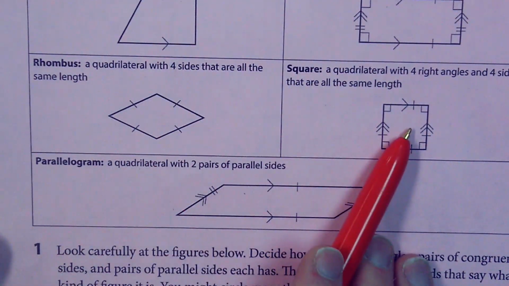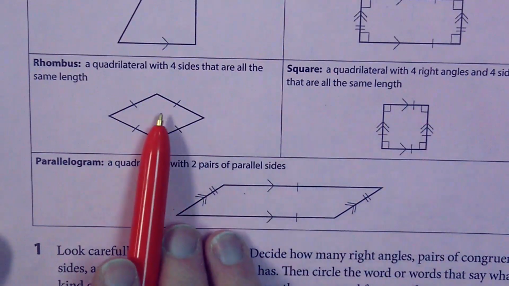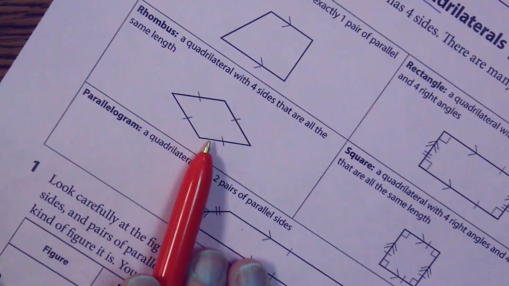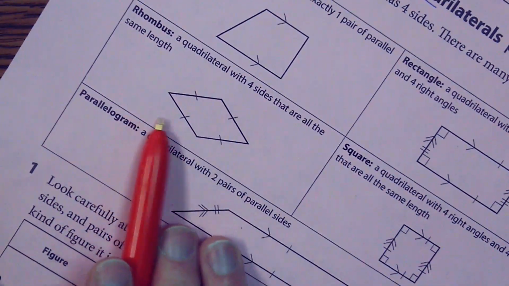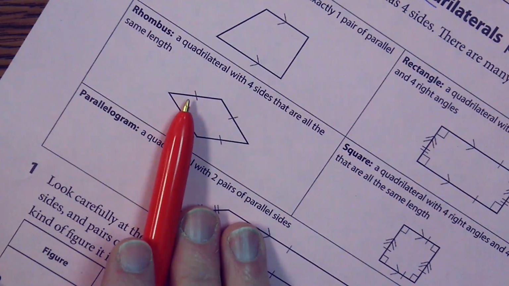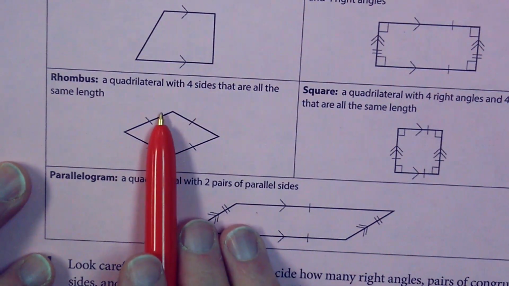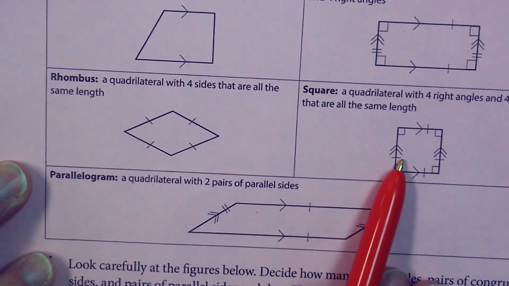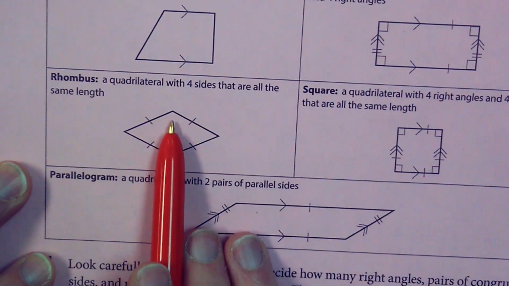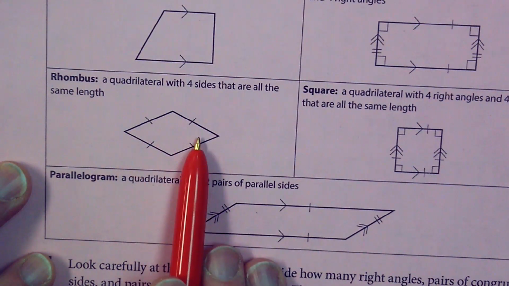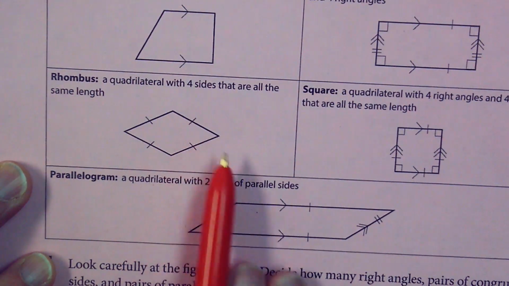If you were to take a square and squish it so that it kind of leaned over, maybe think of it if this was flat and you squished it over, you would end up with a rhombus. All 4 sides are the same length. The difference is that you have no 90-degree angles. So you're going to end up with 2 obtuse and 2 acute angles in every rhombus.